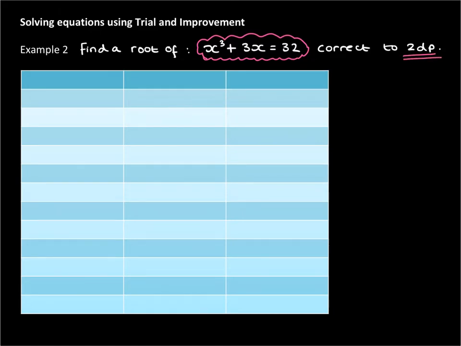Let's have a look at our table. So it's all set up for us. We want one column to represent x, one column to represent the value of x cubed plus 3x for that value of x, and then we want a third column to make a comment on whether our output is too low or too high when we compare it to our target here of 32. So let's choose a value of x to begin.